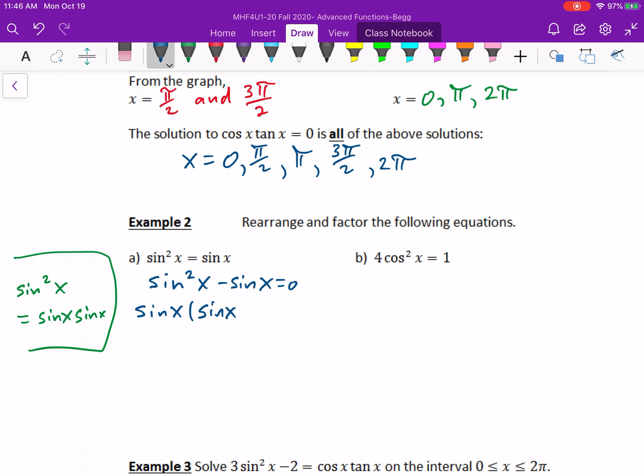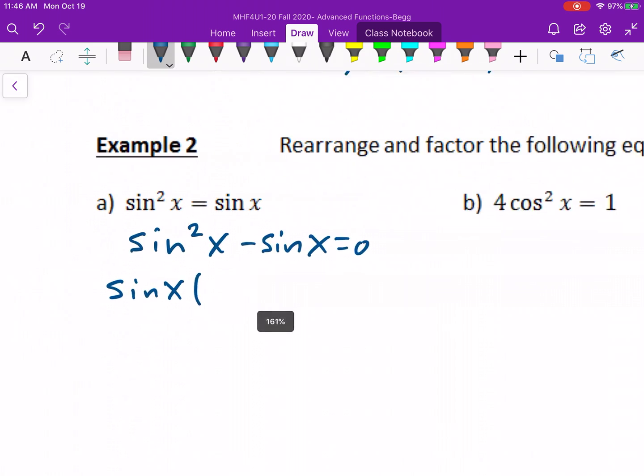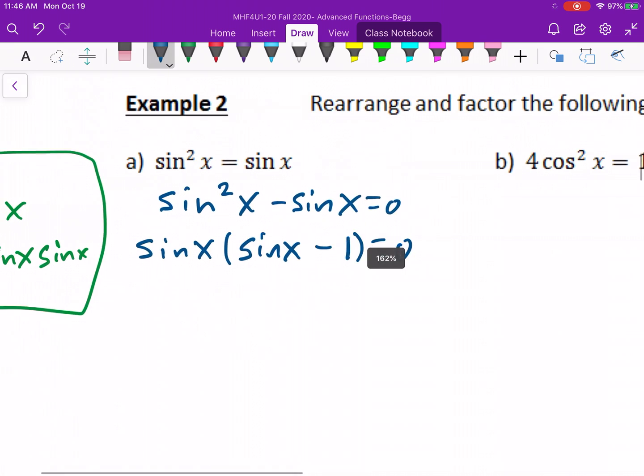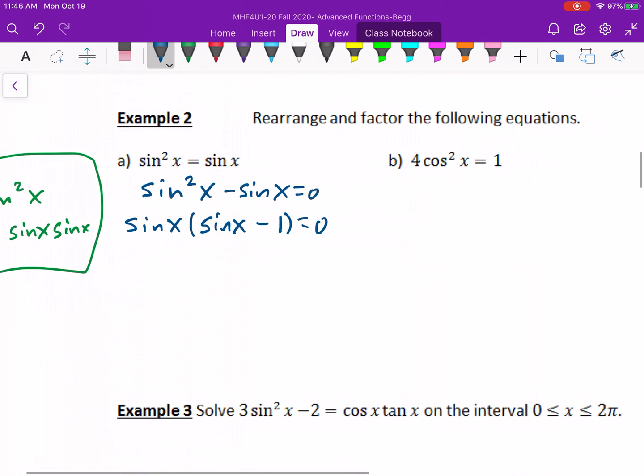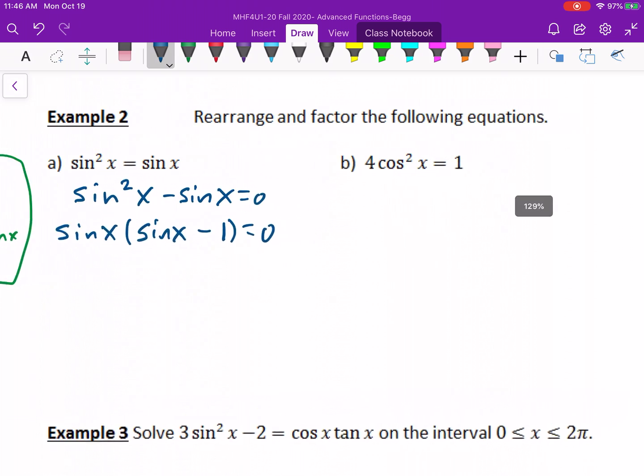And if I factor sine x away from this second term, the minus sine x, then that just leaves me with 1. And you can check that by expanding it back out. If I multiply both those terms in the brackets by sine x, I'd get back to what I started with. But anyway, all I need to do is factor these ones. I don't need to go any farther. But if I was going to solve these ones, then I could set sine x equal to 0. I could set sine x minus 1 equal to 0 and solve those.